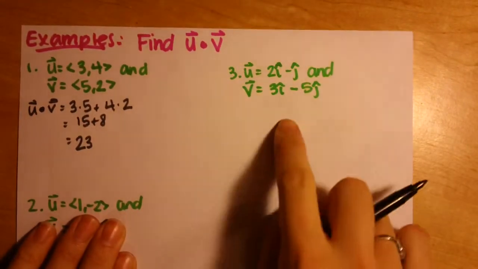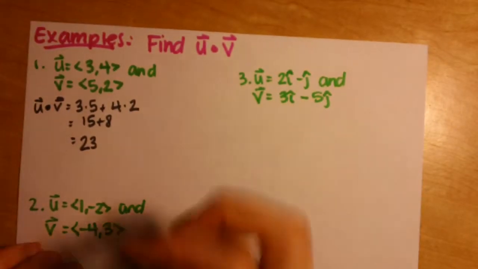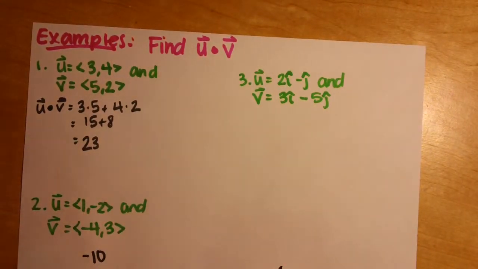I want you to try this one down here on your own, and you should be able to get negative 10.